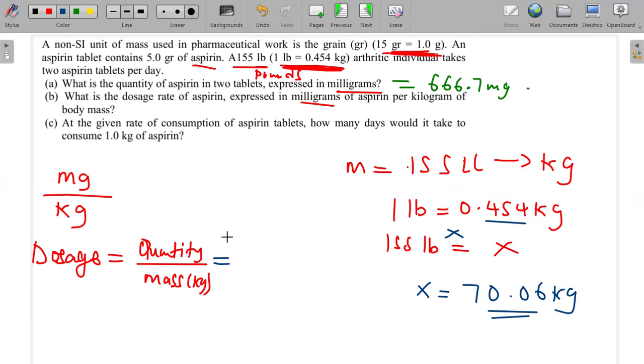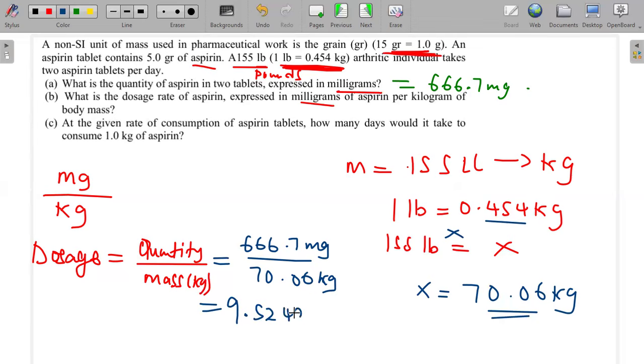The quantity, I already have it: 666.7 milligrams. And then the mass is 70.06 kgs. So I divide this: 666.7 divided by 70.06. Do it on your calculator also. I'm going to get 9.524, and this will just be milligrams per kg.